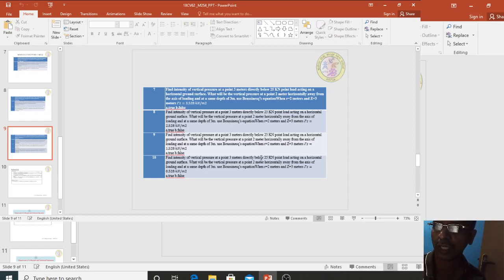kilonewton per meter square. Therefore, if you substitute in the equation, sigma z is Q by Z square into 3 by 2 pi divided by the quantity 1 plus R by Z whole square, whole to the power 5 by 2. Your answer will be 0.528 kilonewton per meter square. So in both ways it is correct. So the option is A, which is true.